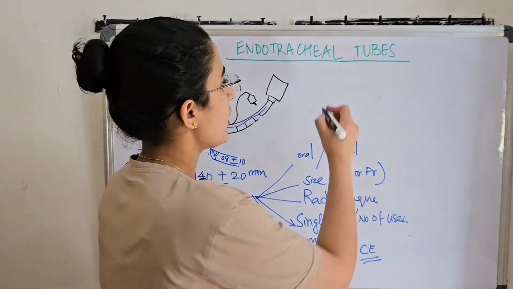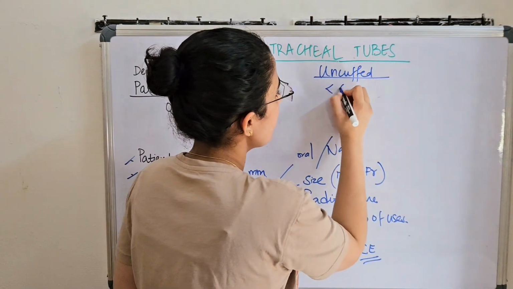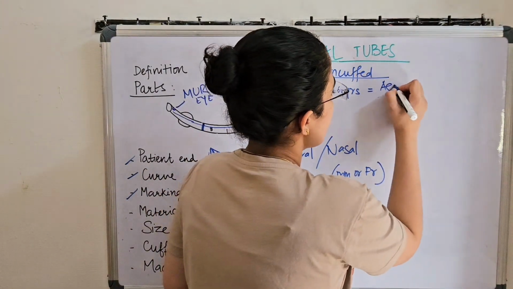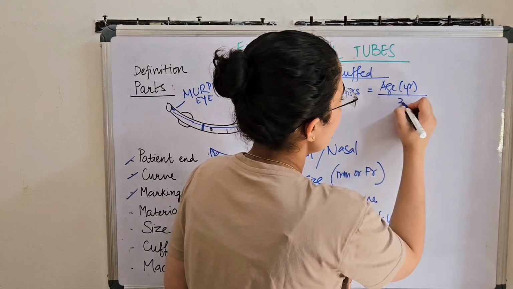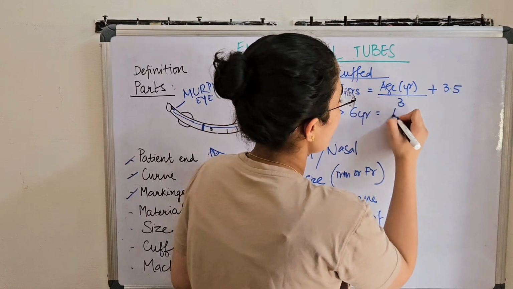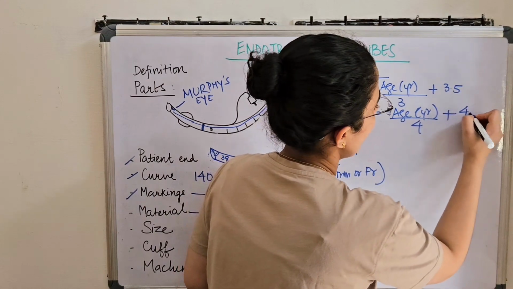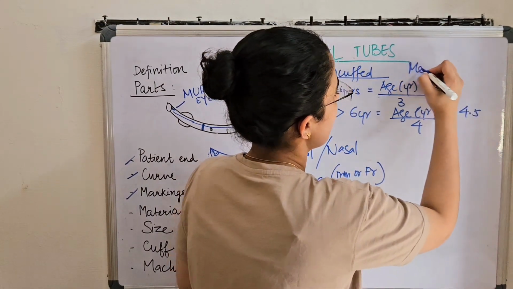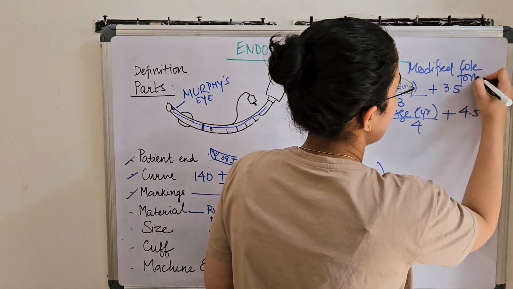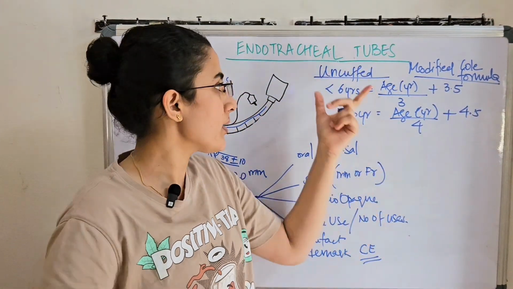So in pediatric age group, we usually have uncuffed tubes, okay? And if the age of the child is less than 6 years, then the size of the tube is age in years divided by 3 plus 3.5, okay? If it is more than 6 years, it is age in years divided by 4 plus 4.5. This is called as modified Cole formula.